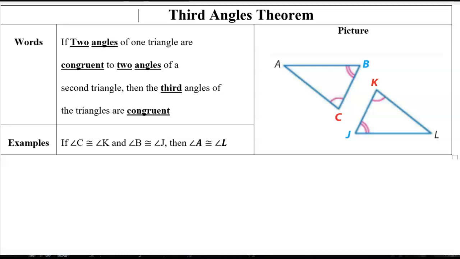Welcome back, everyone. Today is day 2. We're going to be looking at the third angle theorem and then just going through some proofs and practicing with those.